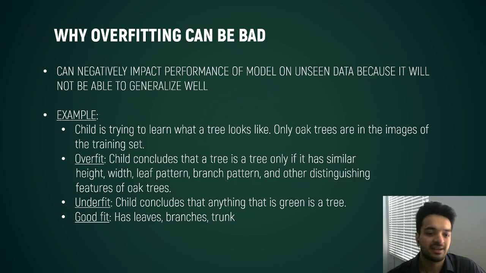And the other extreme is underfit, where the child just concludes that anything that is green is a tree, which is too simple. And a good fit could be anything that has leaves, branches, or a trunk can be considered a tree, which may not be perfect, but it does a good job.